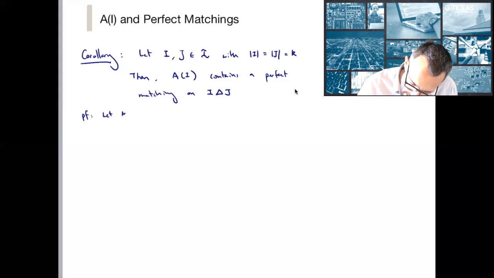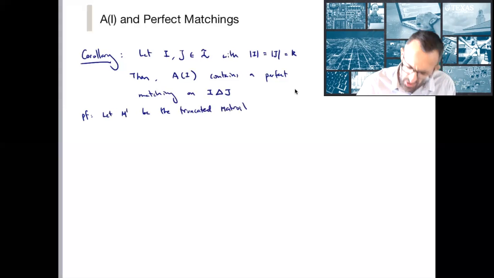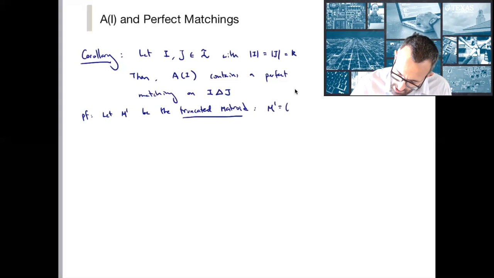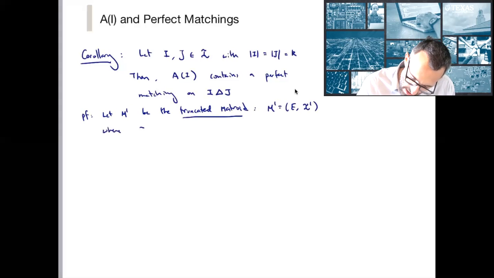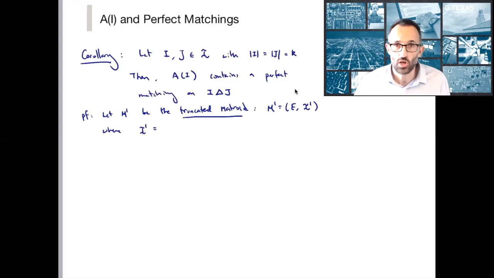So let M' be the truncated matroid. I'm essentially also defining this term here. Let me write it out carefully. What this means is that M' is a matroid on the same ground set and with independent system I', where I' is just every element of the original independent system that has cardinality at most k.